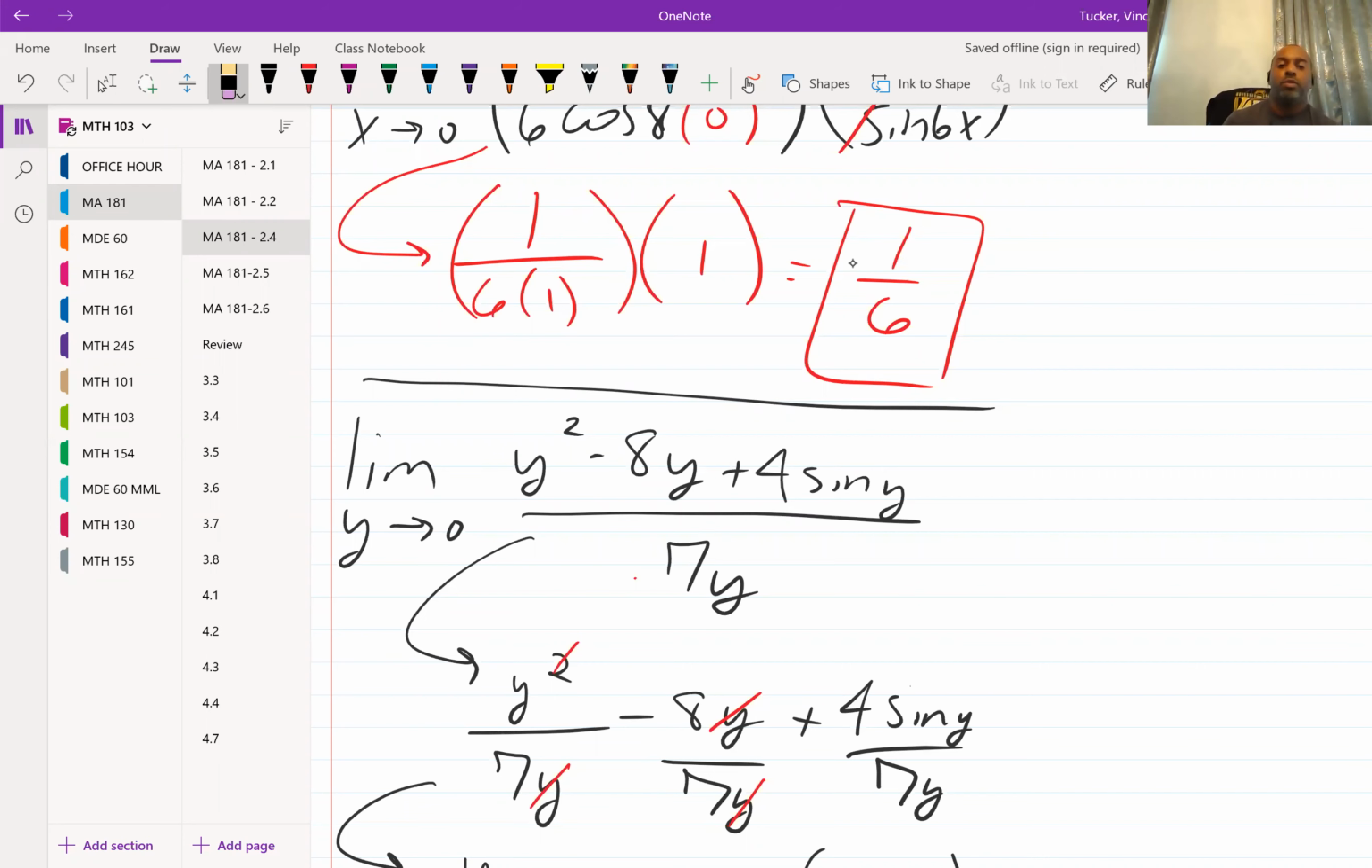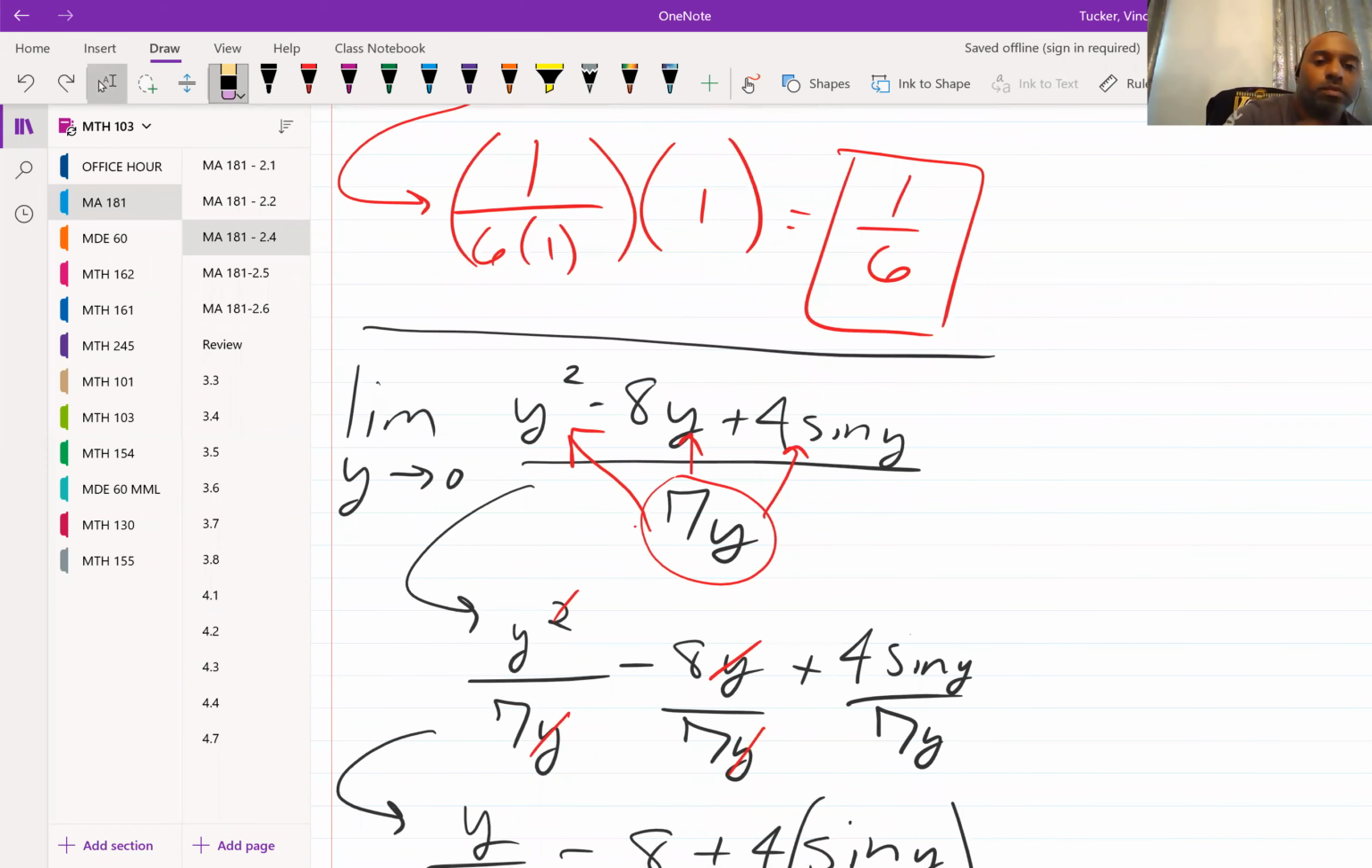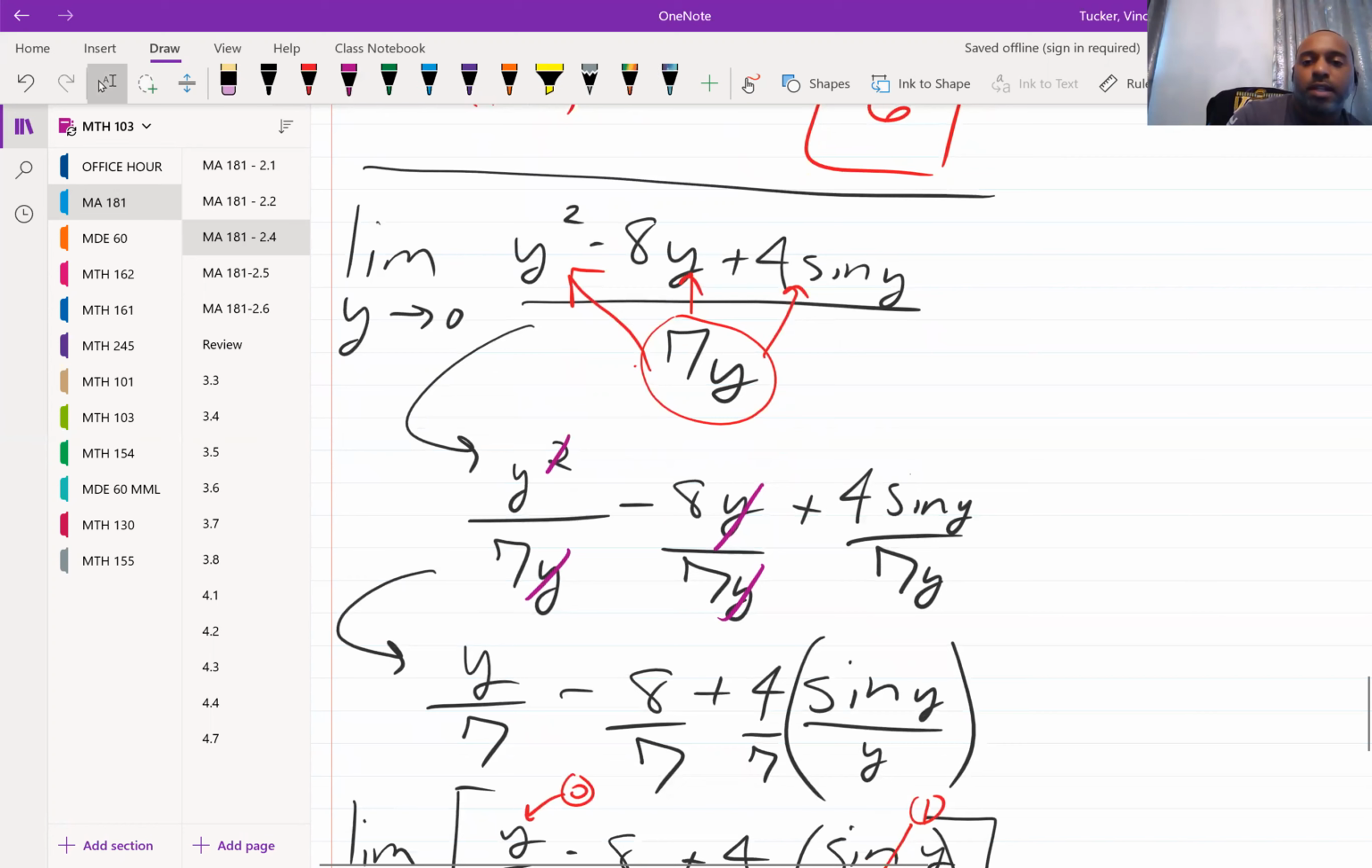All right. So what we'll do is try to break this down. We can distribute that 7y into each numerator. So it's y squared over 7y minus 8y over 7y plus 4 sine y over 7y. And then cancel out and reduce where possible. So one of your y's will cancel out here. This y will cancel out here. Nothing cancels out here, of course, because that's sine y, not just a regular y, so we can't cancel out those y's.